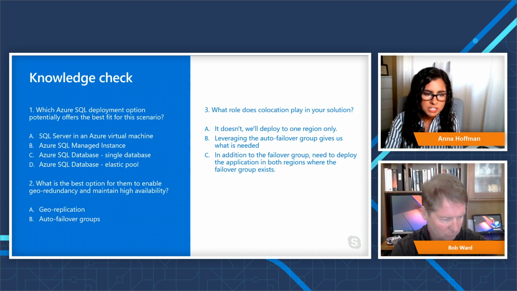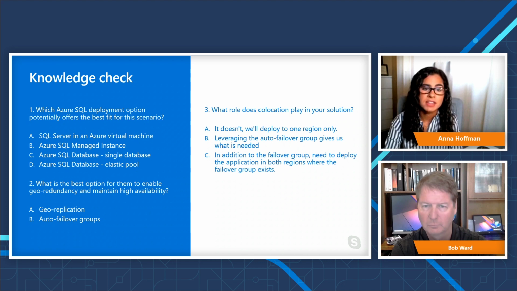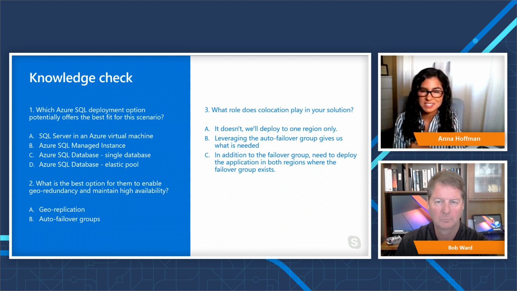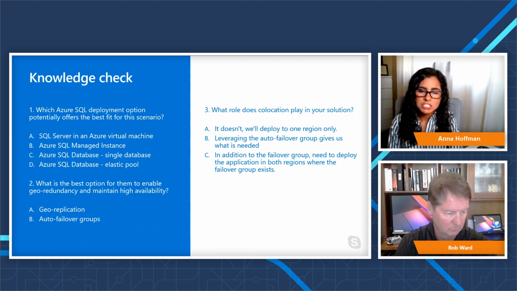Now, the first question is, which Azure SQL deployment option potentially offers the best fit for this scenario? So again, you're going to want to think about some of the things we talked about related to this scenario. Maybe a hint would be their SLA. Maybe that might help. Then the second question is, what is the best option for them to enable geo-redundancy and maintain high availability? And the third question is, what role does co-location play in your solution?